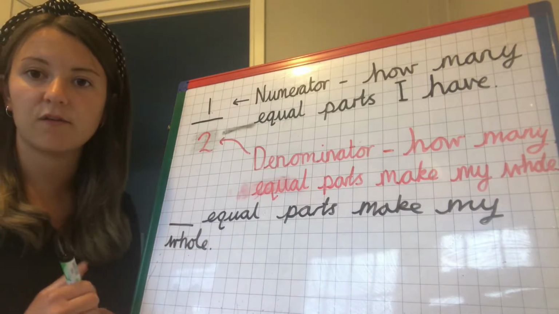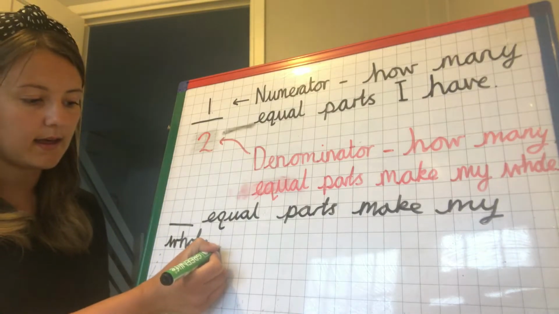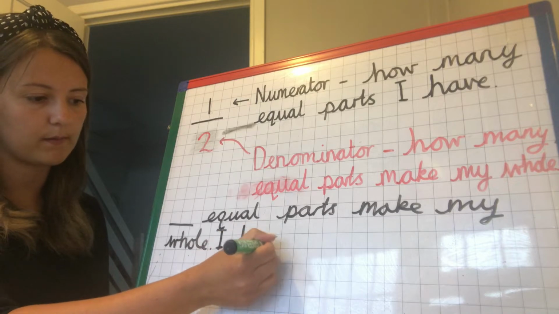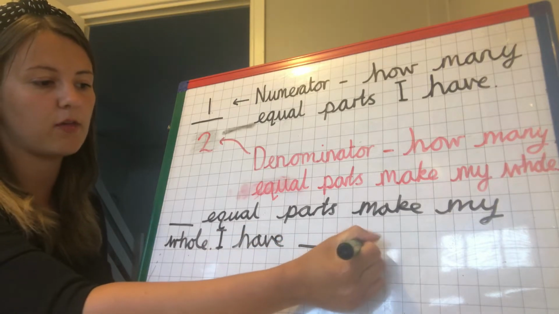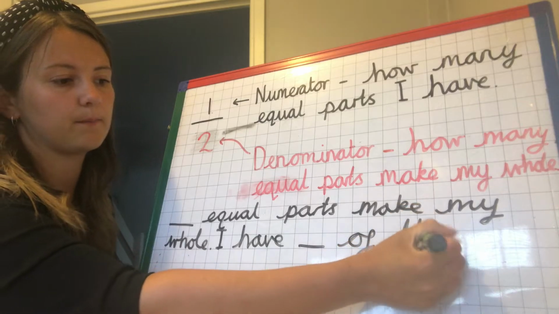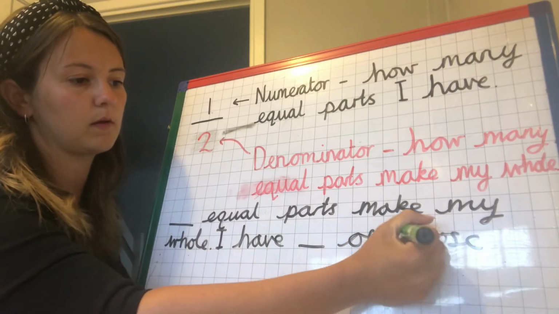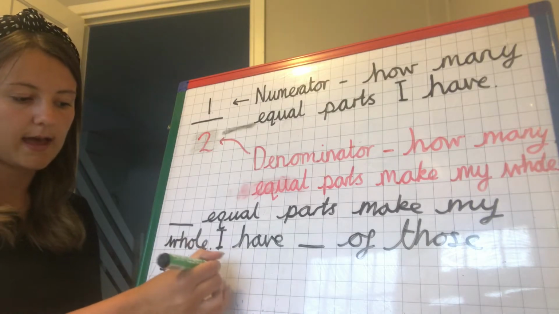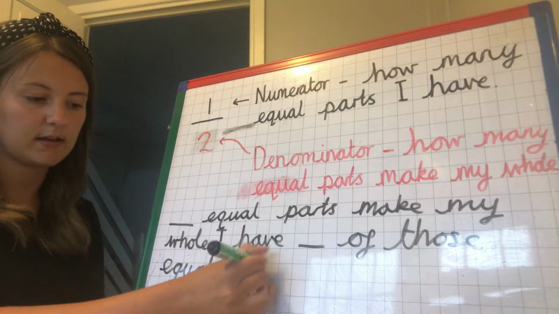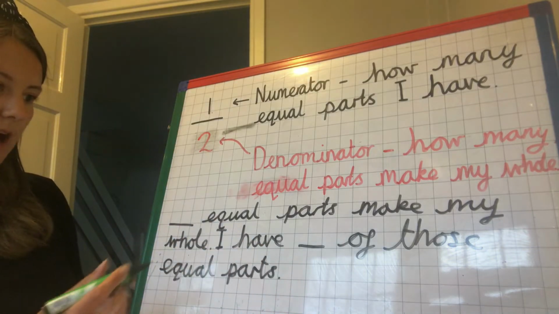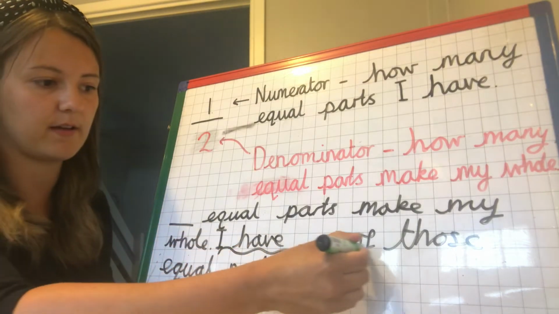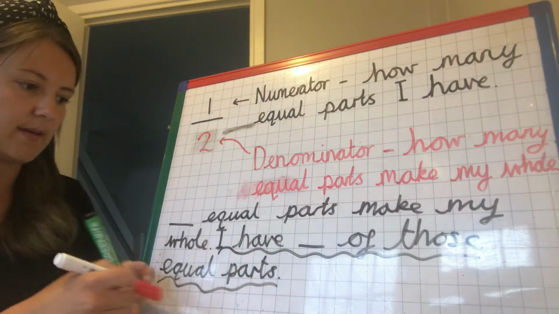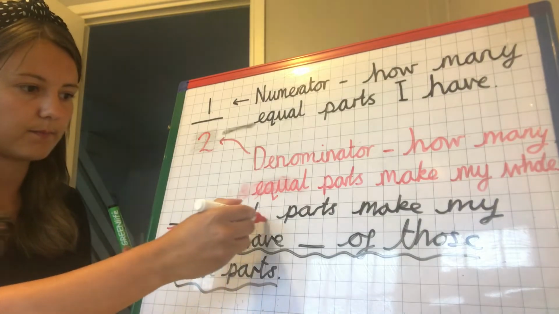We're going to extend it further today by saying: I have of those equal parts. This second sentence here describes the numerator. So I'm going to underline this part of the STEM sentence in black, and I'm going to underline this part of the STEM sentence in red.